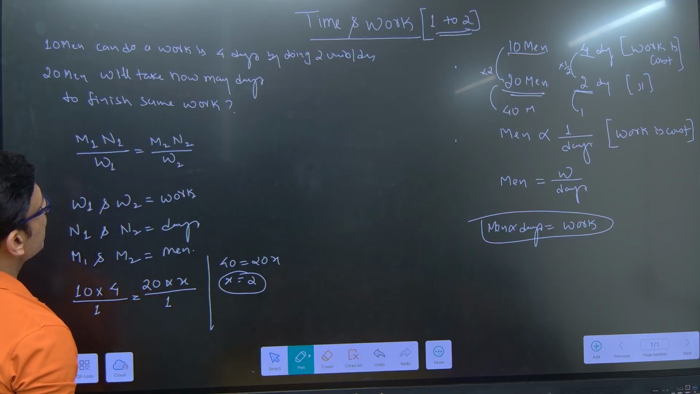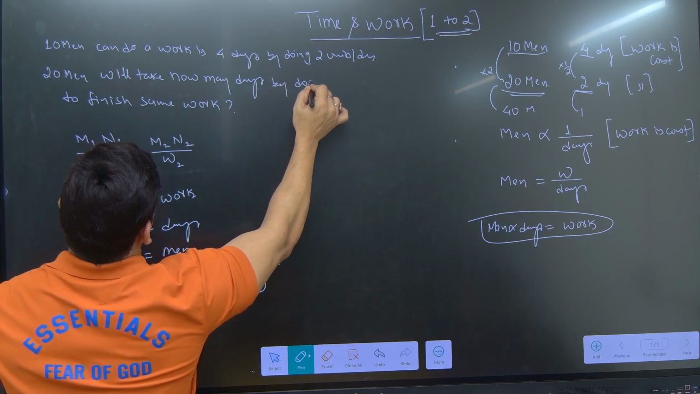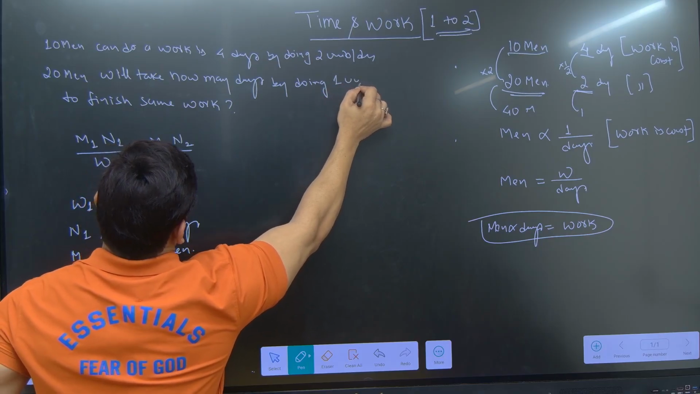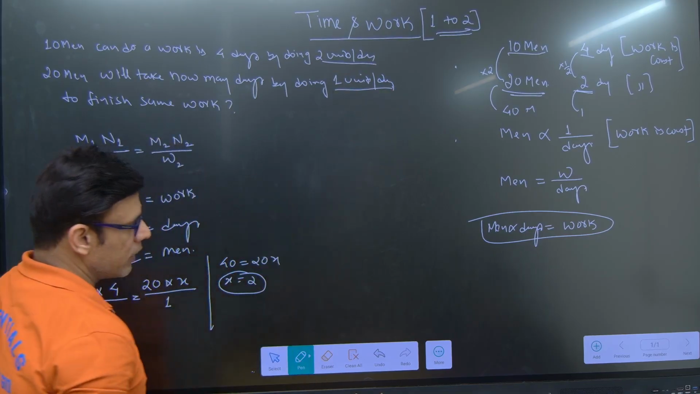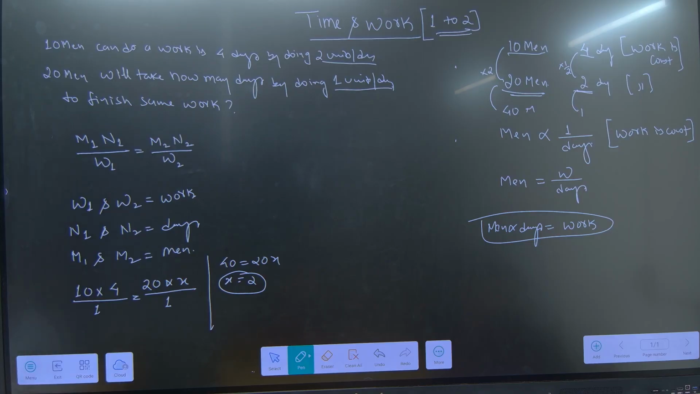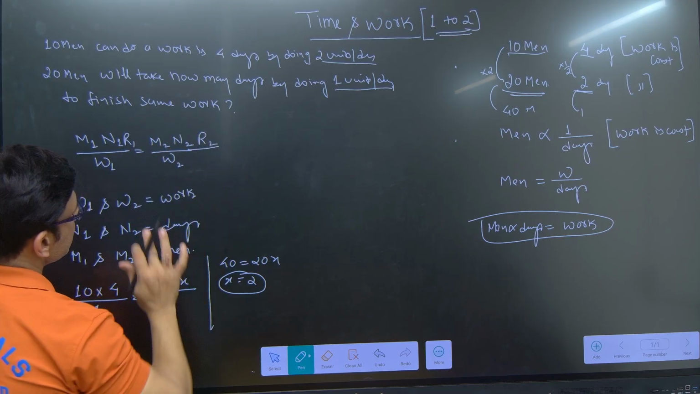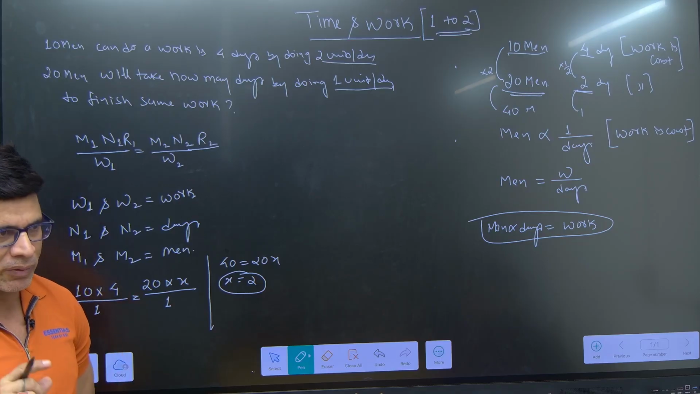Then 20 men will take how many days by doing, say, 1 unit per day. This units per day means that's called efficiency, which is already given to you. So your formula will have one small change, it will be R1 and R2. Your work is still same in both cases, right? So W1 and W2 you can put 1, 1.